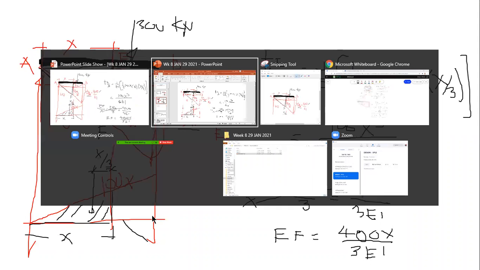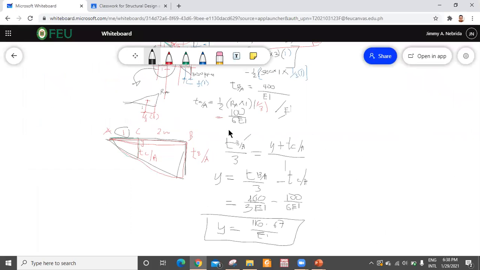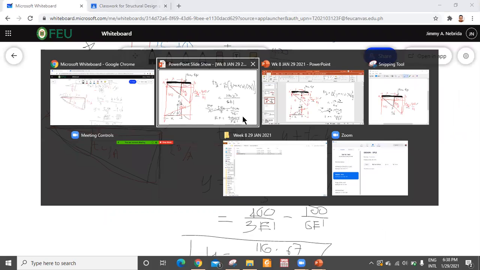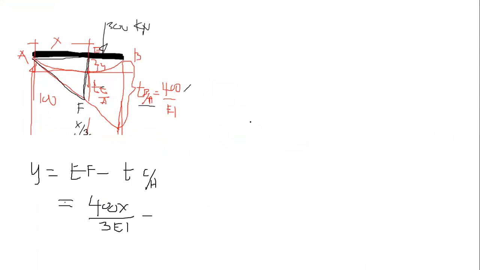I think we have it here. Deviation at C from A is 100x cubed over 6EI. Deviation at C over A, we calculated it before, it's 100x cubed over 6EI.